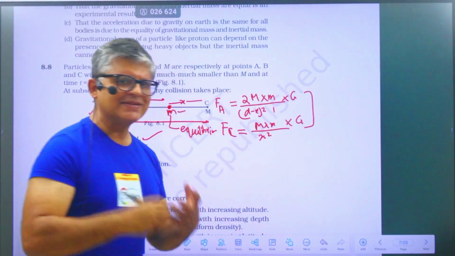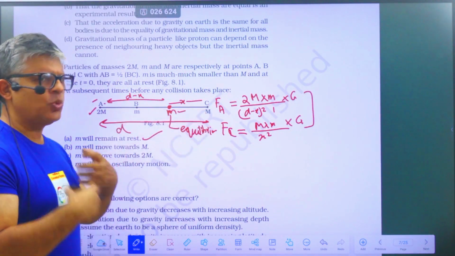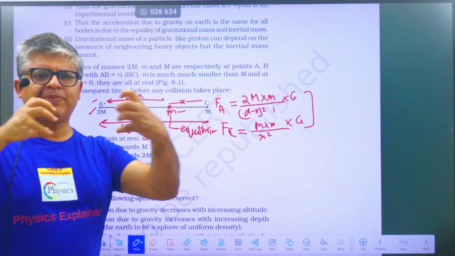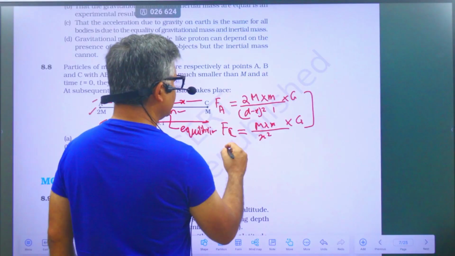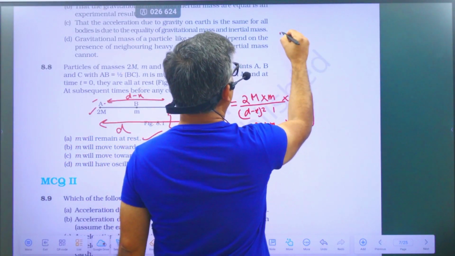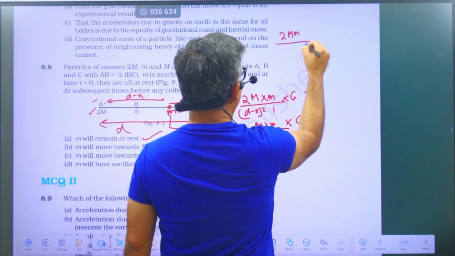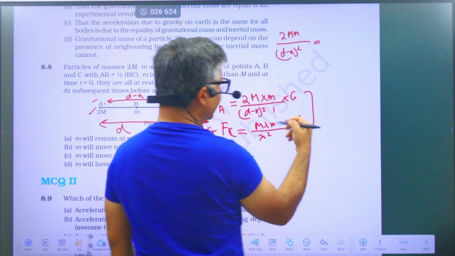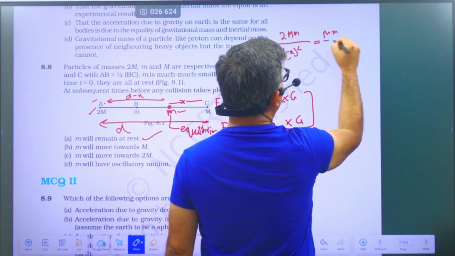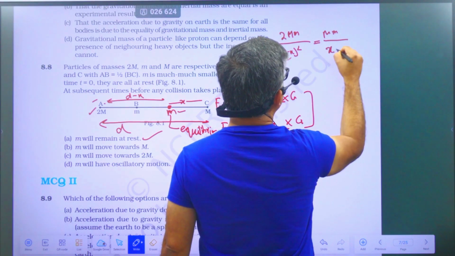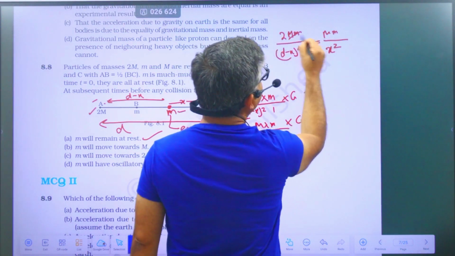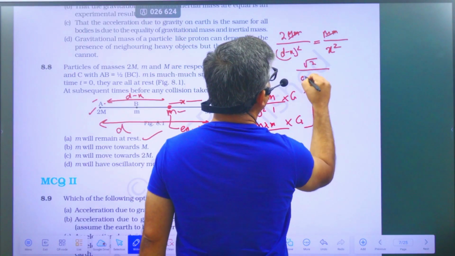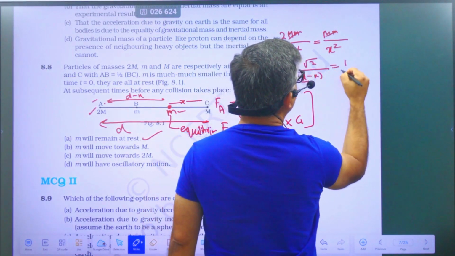Now because the body is in equilibrium, the force due to A and the force due to C are equal. The body is experiencing equal force from both directions, and therefore we write them to be equal: mm upon (d minus x) whole square is equal to, g gets cancelled from both sides, mm upon x square. So all this gets cancelled, you are left with 2. So under root of 2 divided by d minus x is equal to 1 upon x.